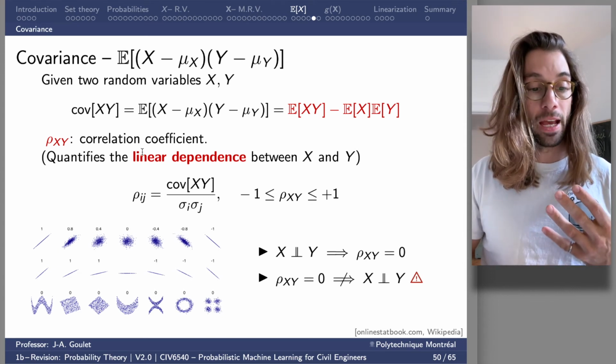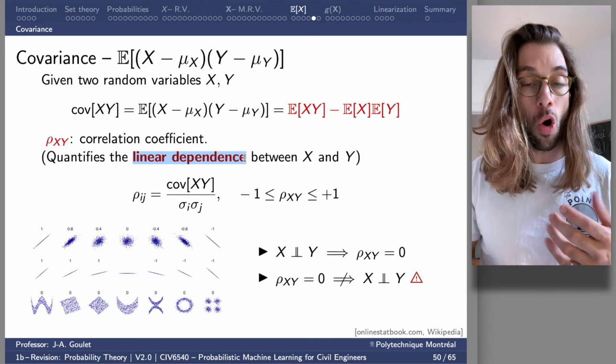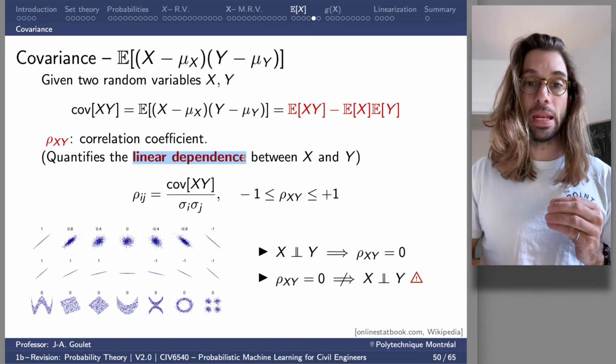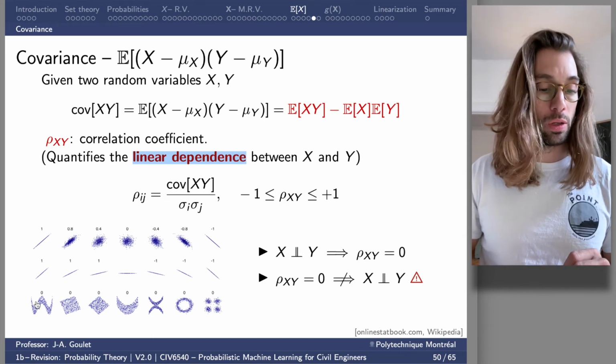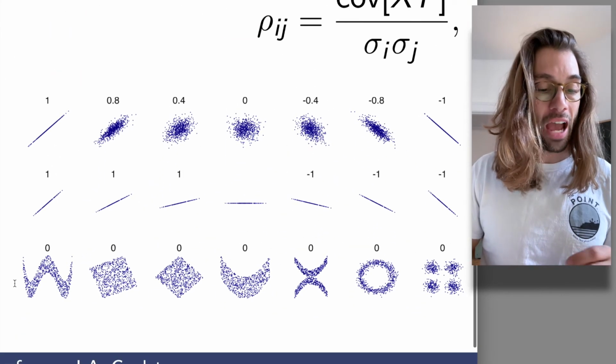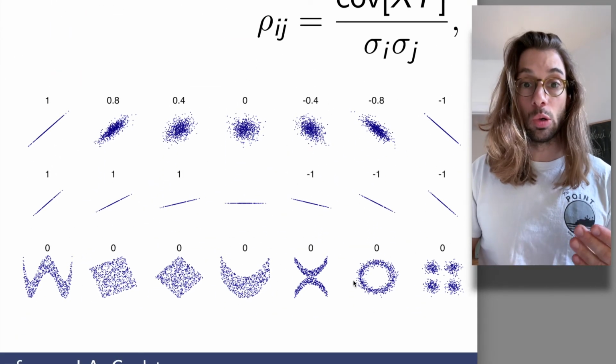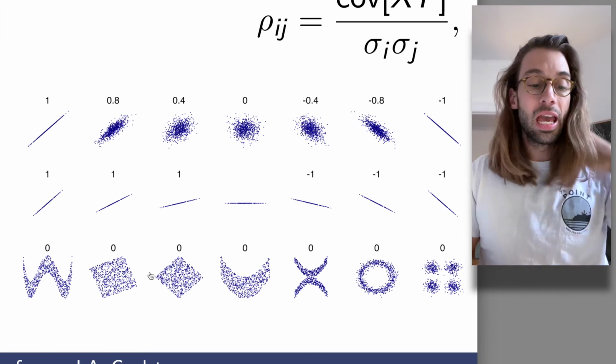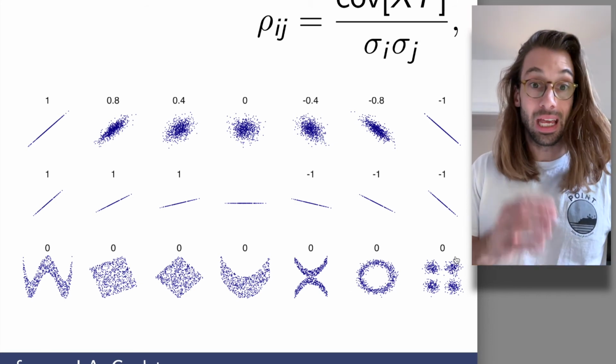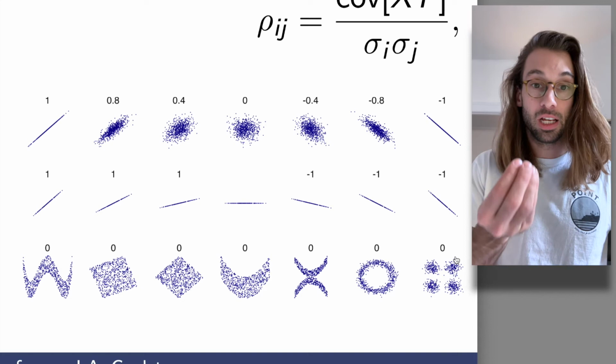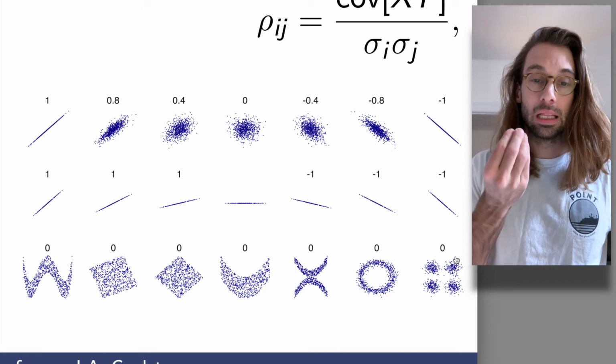Why is that? It's because my correlation coefficient only describes my linear dependence between random variables. So in cases like this, I have nonlinear dependency between my two variables, okay? In all of those cases, my correlation coefficient is still 0. Why? Because these dependencies are not linear, okay?